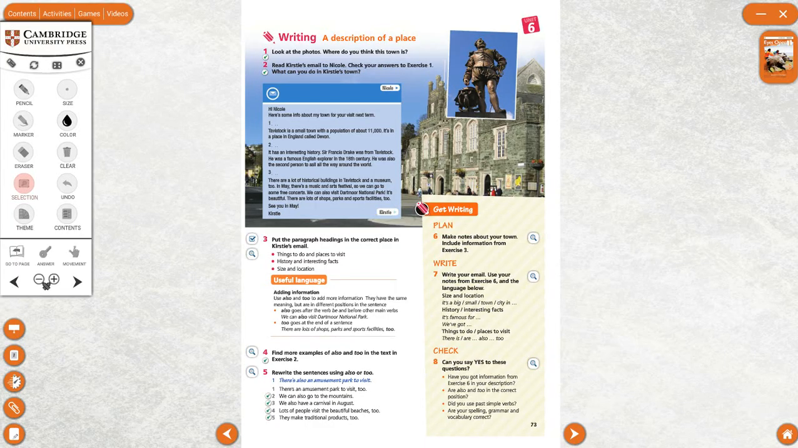Welcome to our 5th grade English lesson. Today we will do the exercises in writing page. Please open your Eyes Open Student's Book page 73.